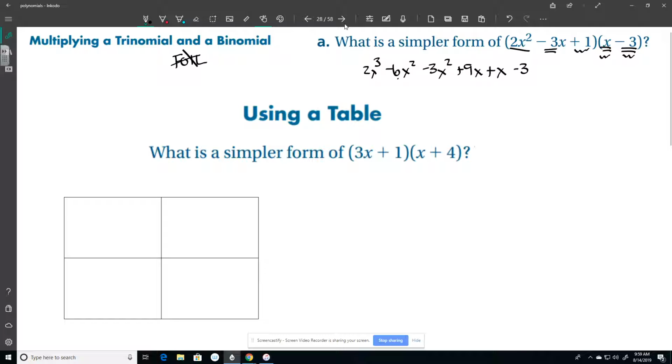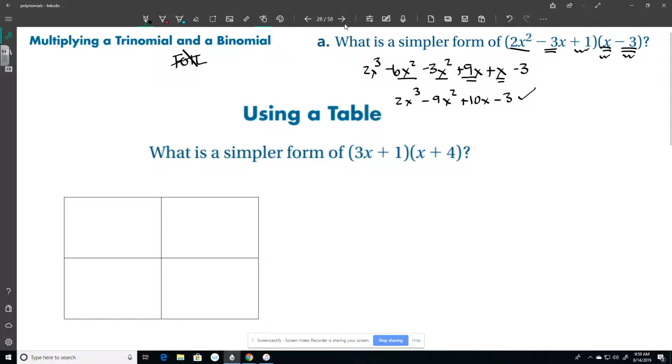Then we combine like terms. I put my x squareds together. So I still have 2x cubed. But now I have -9x squared, and then I'm going to take my x's, 9x and 1x, that becomes 10x, and my -3. So that would be my answer. So FOIL is great if both parentheses have 2 terms, but if one has 3, you have to do it a little bit differently. You just have to remember to multiply everything in one by everything in the other.